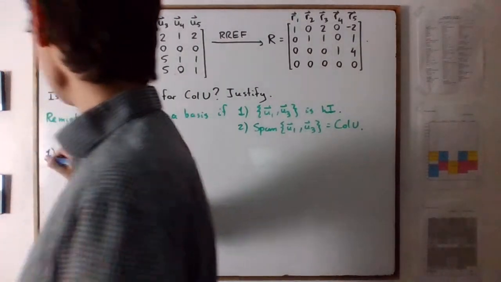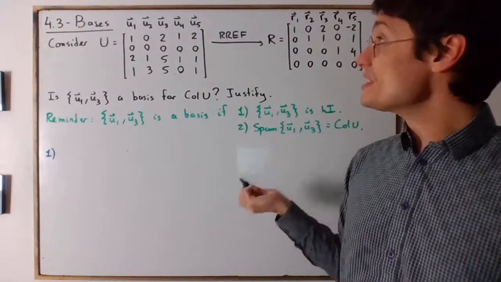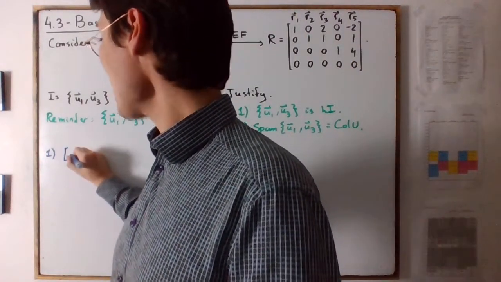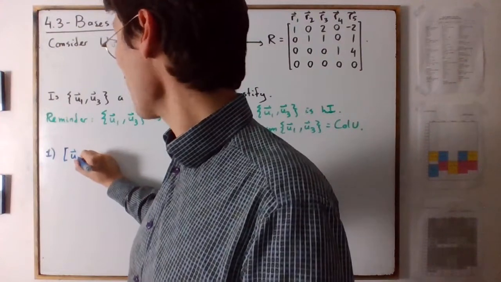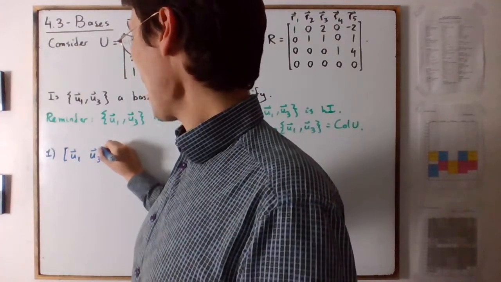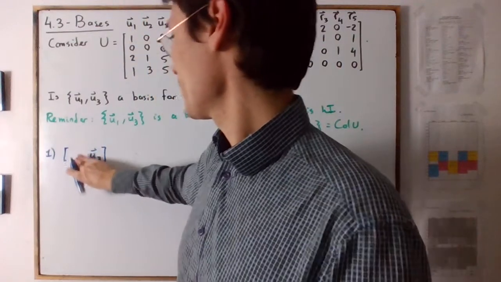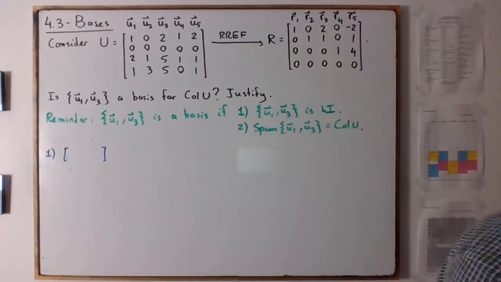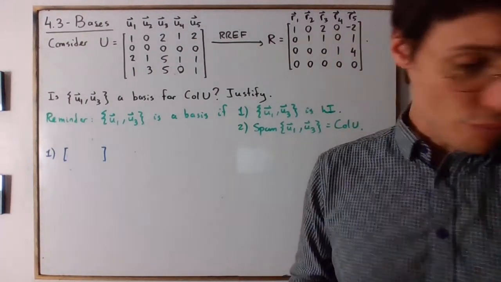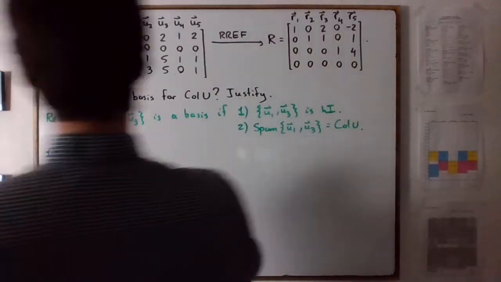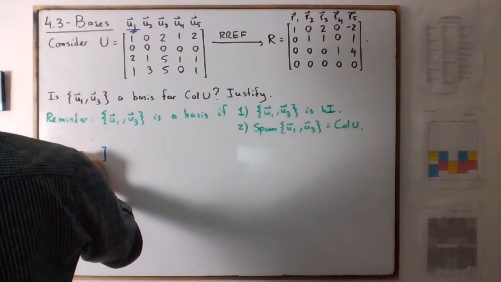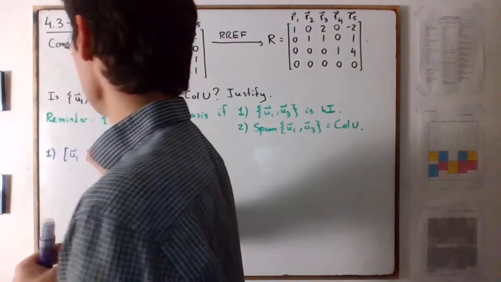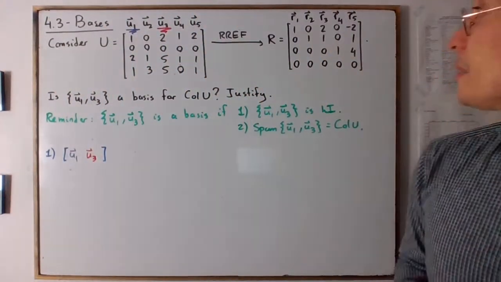So property number one, it's fairly easy to see that U1, U3 is linearly independent. To see that, you just row reduce U1, U3. Actually, I'm going to color code them just to keep track of what they are. So I will use, let's say, orange and purple and red. Why not? So U1 is right here, in purple, and U3 right here in red. So U1, U3 is row equivalent.